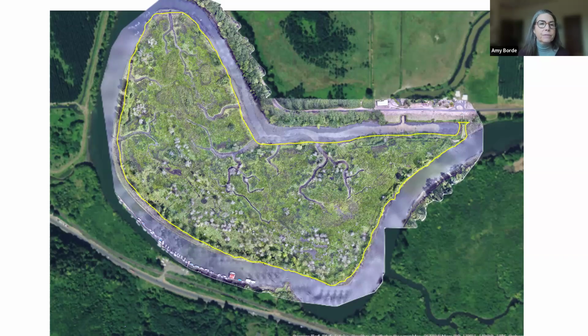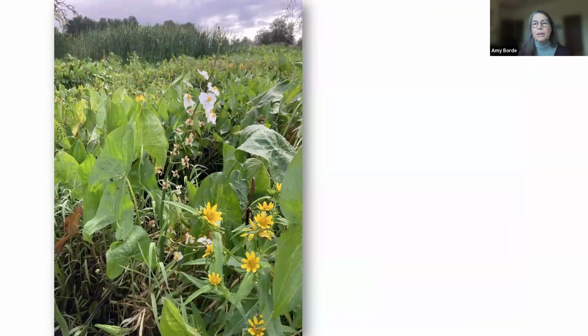This is a native wapato, which is a very important native plant. It's also been harvested over the millennia as a first food by the indigenous tribes. It creates a tuber, which is like a kind of starchy tuber, like a potato. It was an important food source.